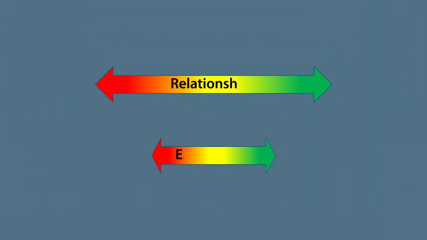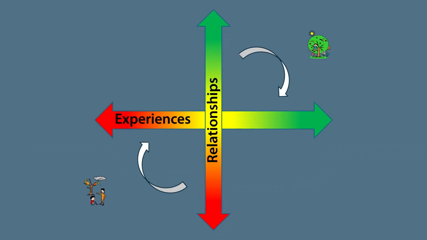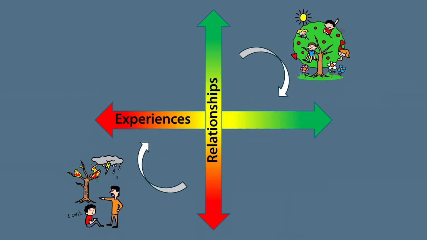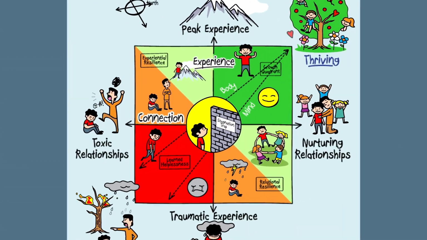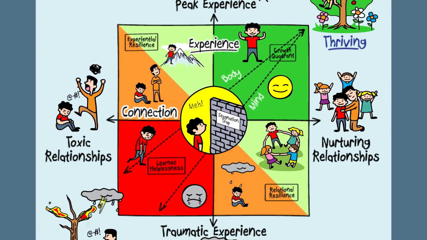Relational-Experiential Theory suggests that these two continuums don't operate in isolation, but instead they interact dynamically. When we plot them as intersecting lines, we get the central framework of the Connection and Experience Map. This map creates 4 quadrants, each representing a different state of human functioning.